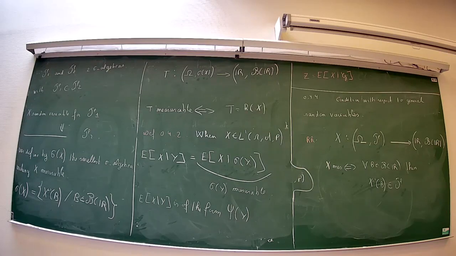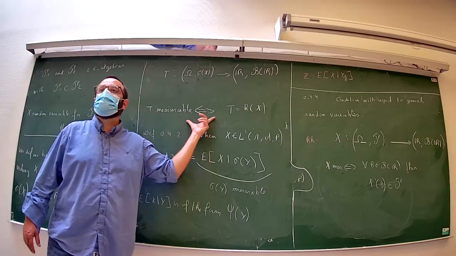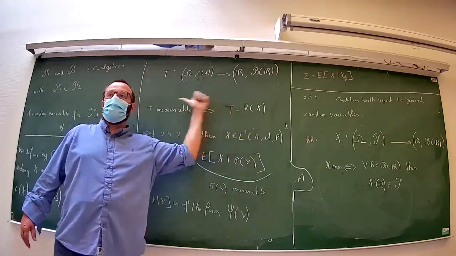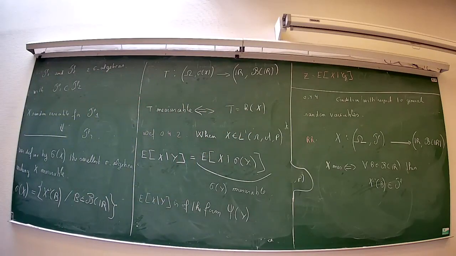To show the expression of T when it is sigma x measurable, I don't remember what the argument is. It's a really complicated proof, it's not that easy to prove. It's the equivalence. Of course this side is obvious, this side is more complicated.